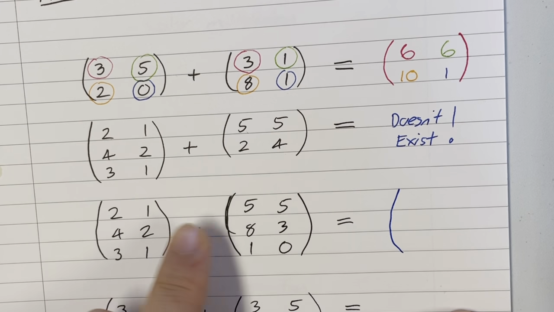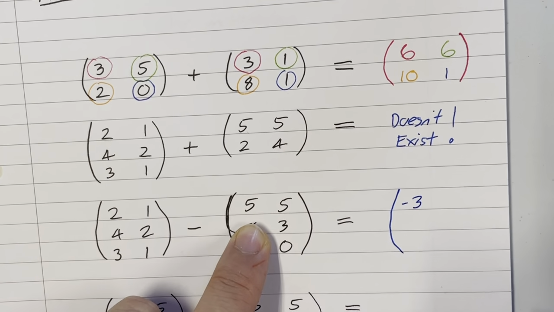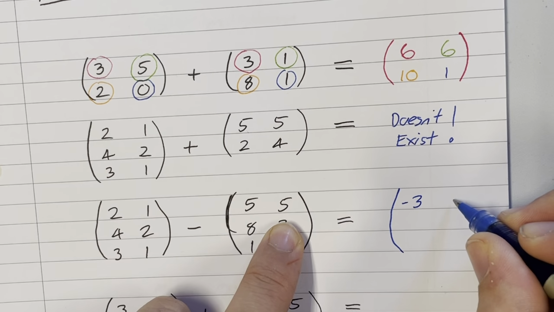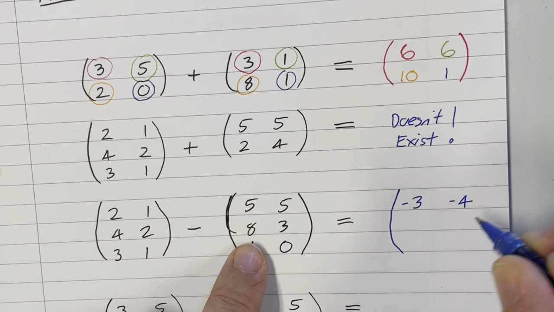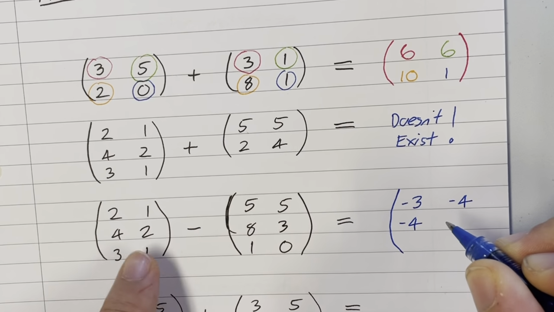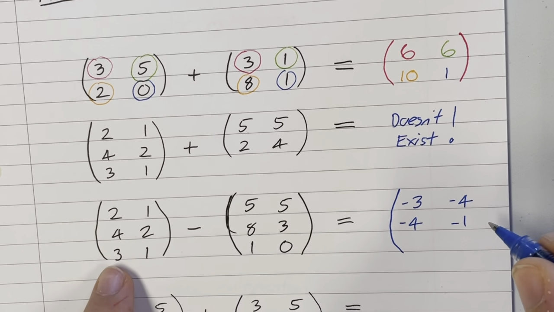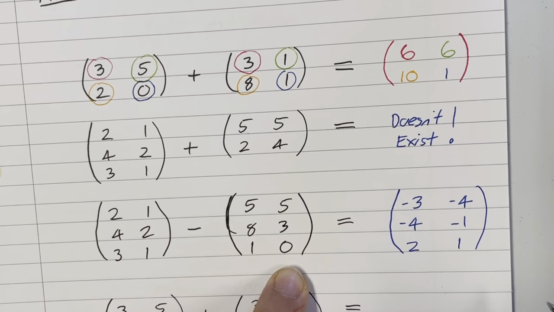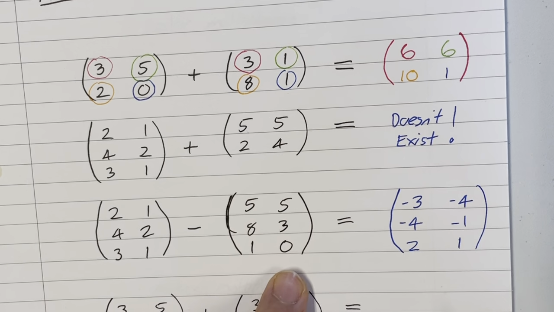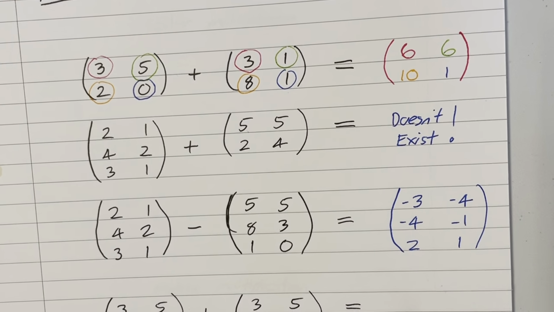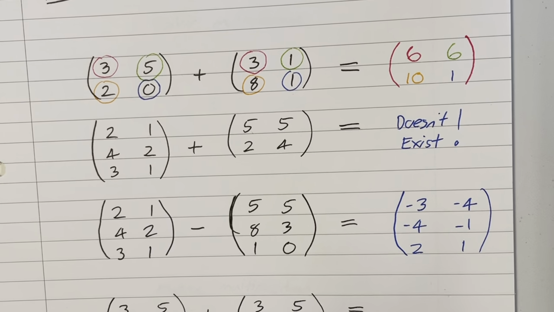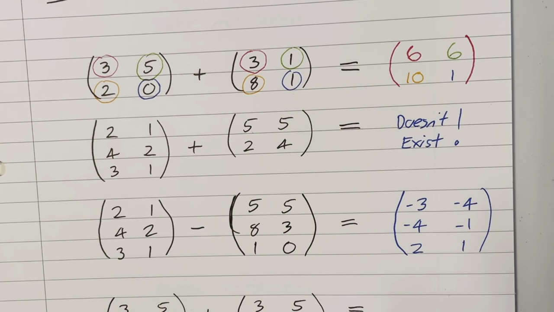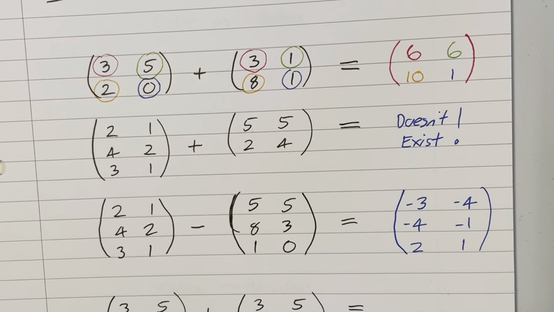So in this case, 2 minus 5 is minus 3. 1 minus 5 is minus 4. 4 minus 8 is minus 4. 2 minus 3 is minus 1. 3 minus 1 is 2, and 1 minus 0 is 1. And we can see we've got some negative numbers in the matrix, and that's fine. Okay, negative numbers are completely allowed, as are irrational numbers, fractional numbers, complex numbers, whatever you want. Anything can go into a matrix.